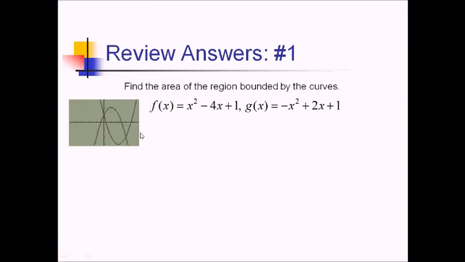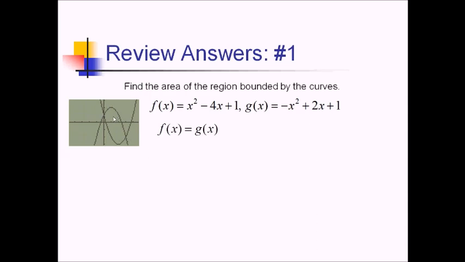Taking a look at this, it looks like I can find this area if I just go from left to right and do top minus bottom. I just have one top curve, one bottom curve. All I need to do is figure out my limits of integration by seeing where these two things intersect. So where does f of x equal g of x?